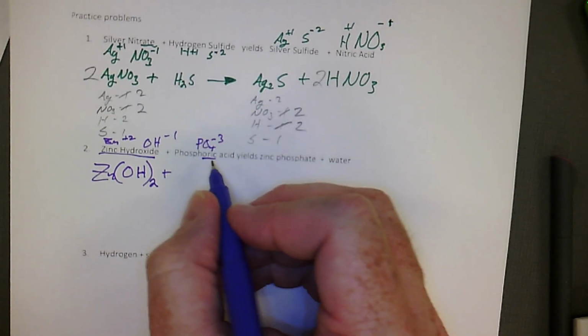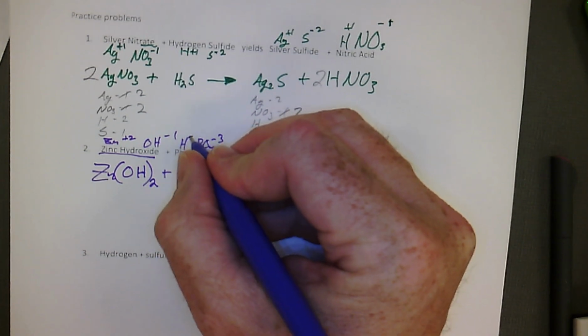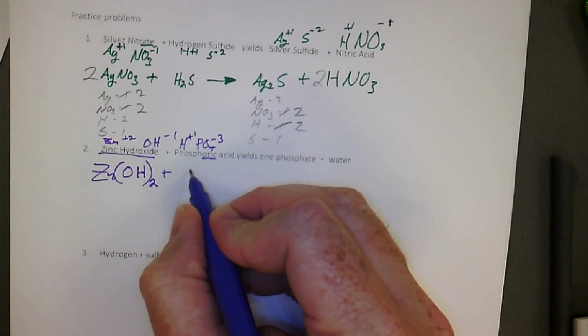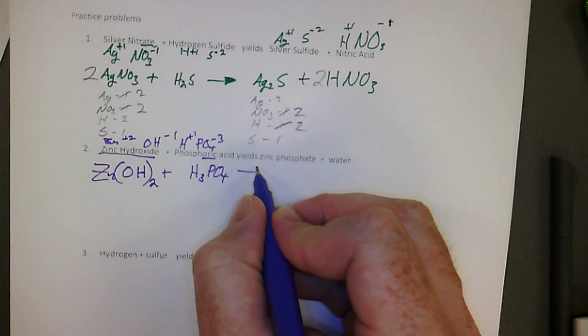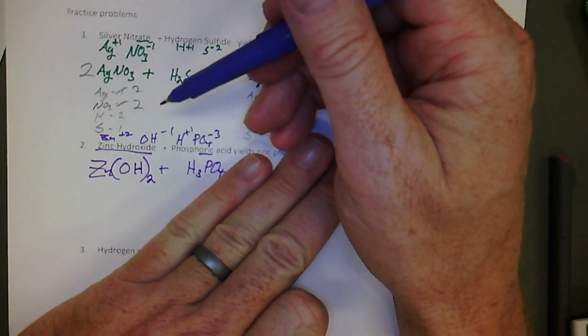PO4 -3. And all acids start with hydrogen, H +1. So which do I need more of? Hydrogens. H3PO4. Okay, don't look at the second half. We're going to figure it out from this. Positives have to go with negatives.